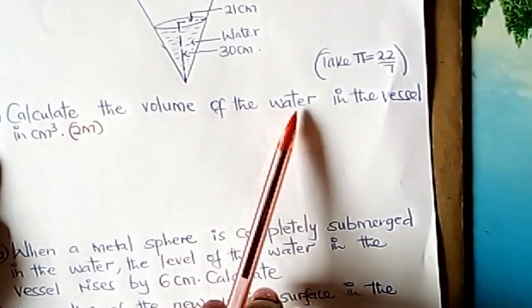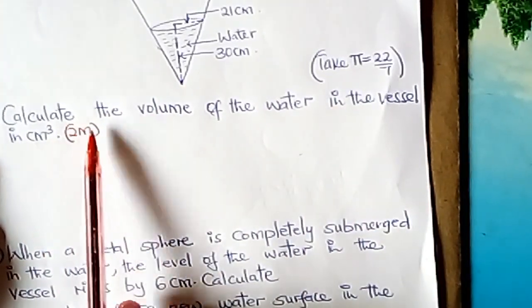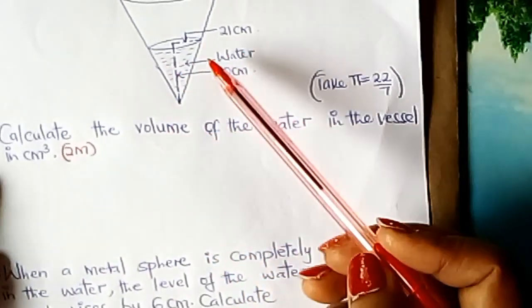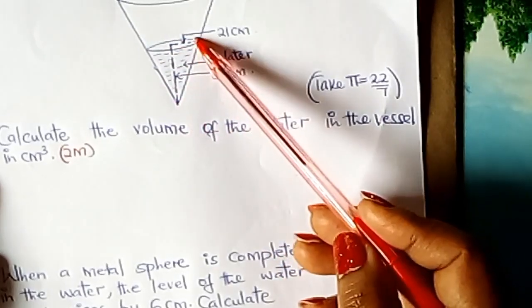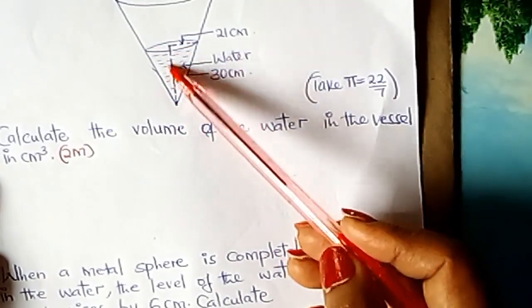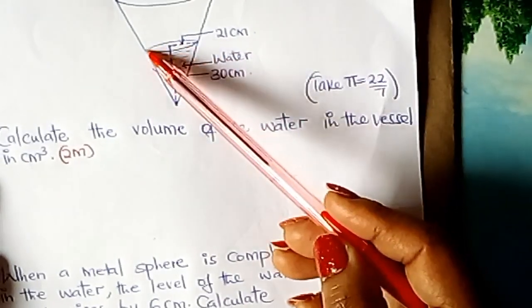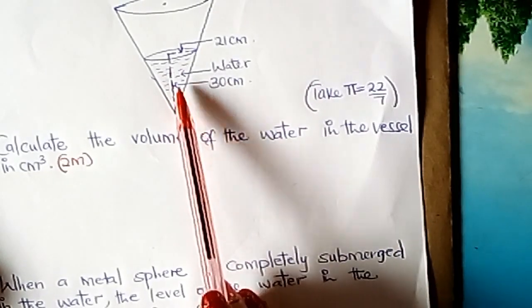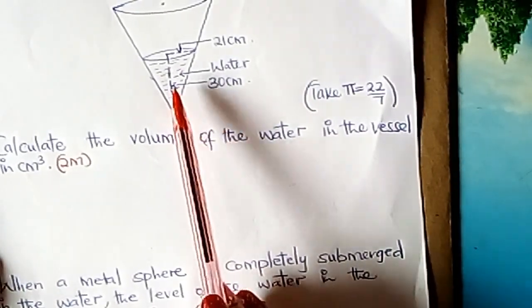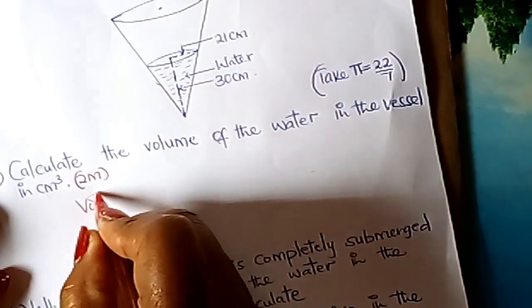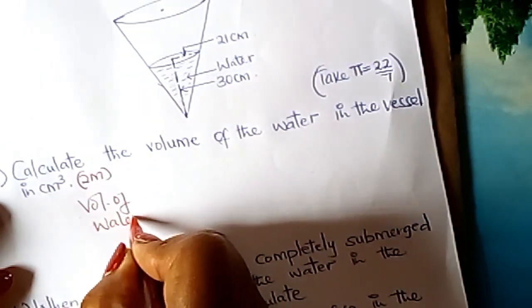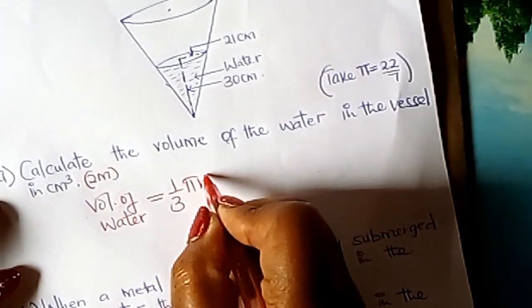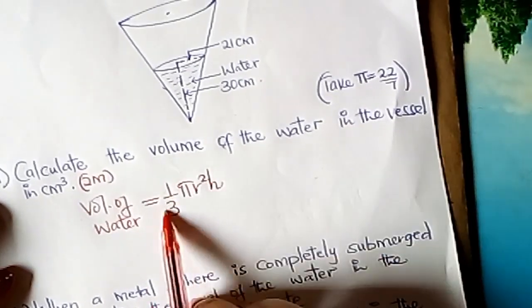Calculate the volume of the water in the vessel in centimeters cubed. Lana, this water here inside this conical vessel is taking the shape of a small cone here, and therefore it is a matter of finding the volume of the cone. And therefore the volume of the water in the cone is equal to 1/3 pi r squared h. It is the volume of a cone, Lana.